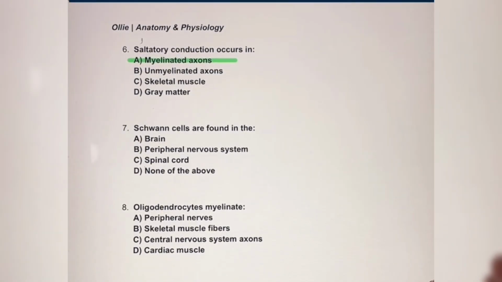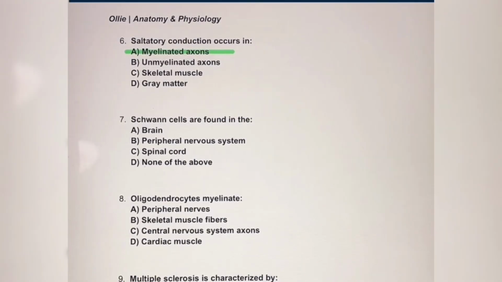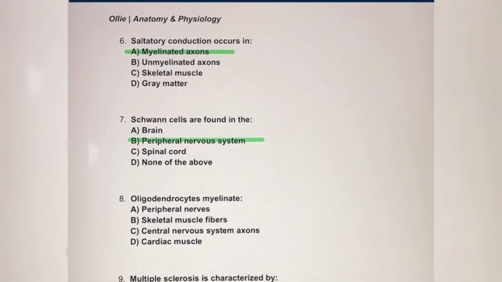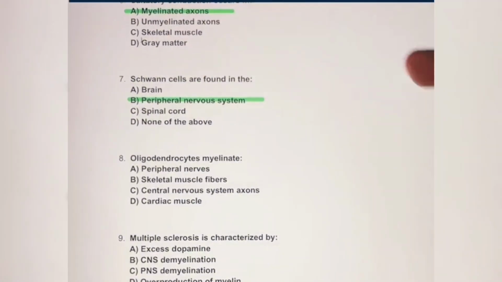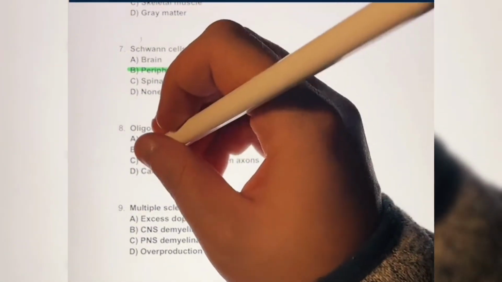Number 7, Schwann cells are found in the what? A, B, C, or D? What do we think for number 7? The answer is B. Fantastic. The peripheral nervous system. They myelinate our peripheral nervous system axons. Oligodendrocytes are going to myelinate our central nervous system.